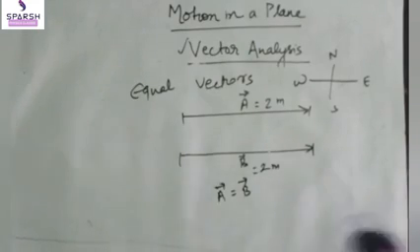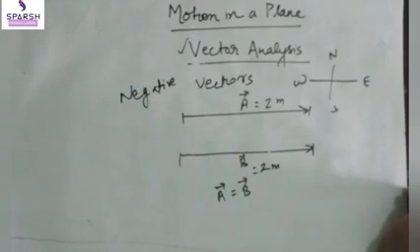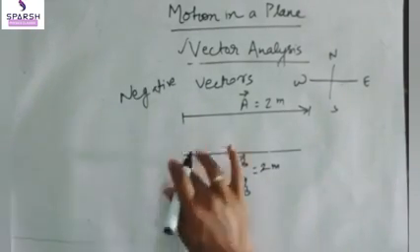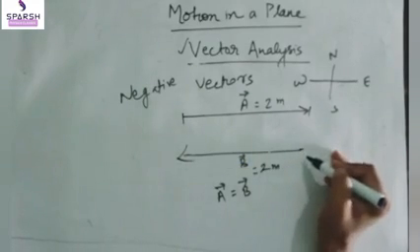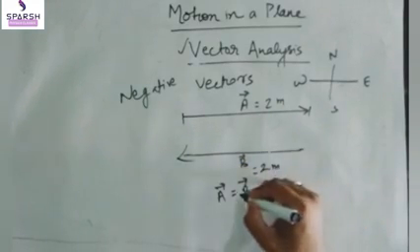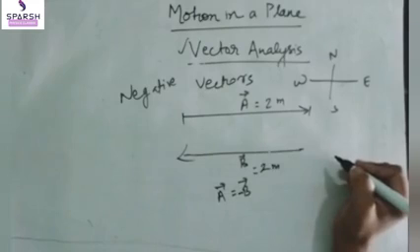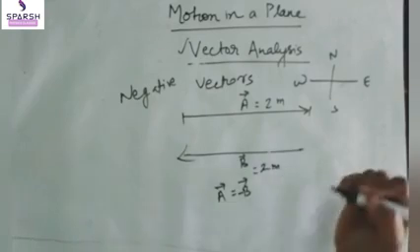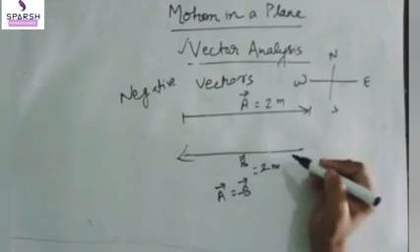Next is negative vector. When the vectors are equal in magnitude but their direction is opposite. Vector A is facing eastwards and vector B is facing westwards, so we can say it is a negative vector and we represent it as vector A is equal to minus of vector B, and this negative sign represents that vector B is in opposite direction to A.